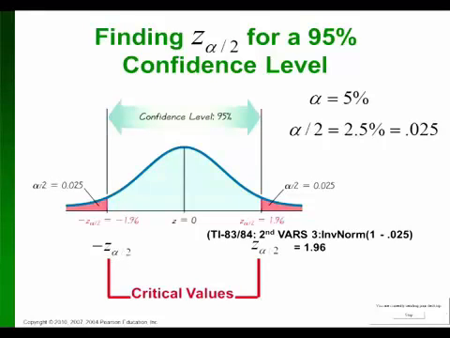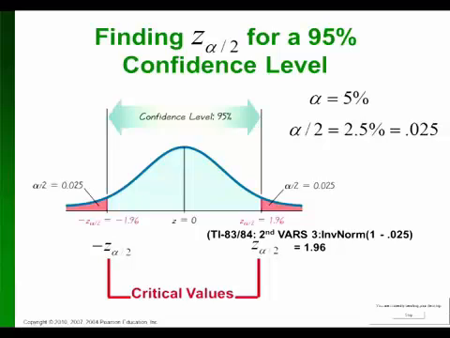So 1 minus 0.025 gives us the area that we have to type in to the left of the z-score that we're looking for. We enter inverse norm 1 minus 0.025 and find that z-score to be 1.96. That 1.96 is the z-score for which 2.5% of the population is to the right of that, and 2.5% of the population is to the left of negative that, because of the symmetry of the normal distribution.